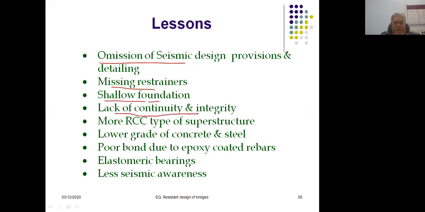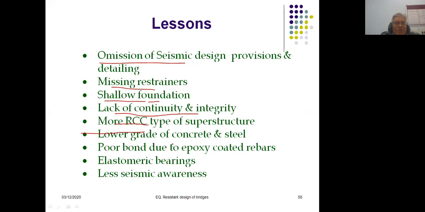Lack of continuity and integrity. Again, most of the time the bridges are simply supported in nature. But if you go for continuity, it would be a redundant structure. So there would be redundancy in the structures, and this redundancy helps in reducing the collapse. More of the RCC type of superstructures.